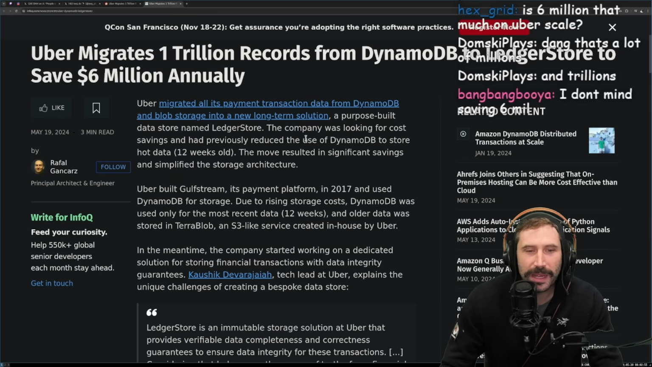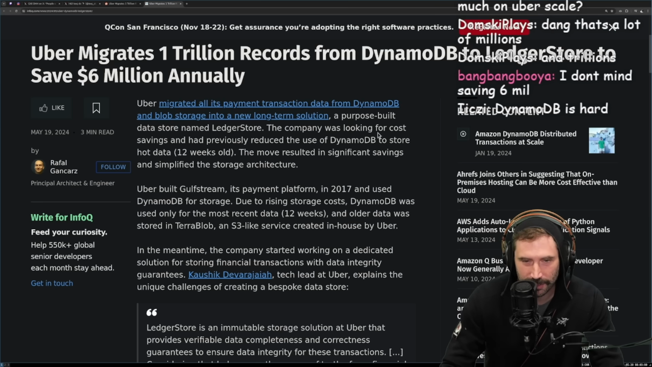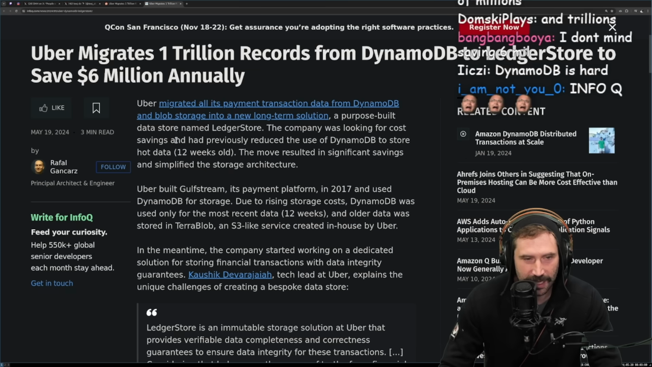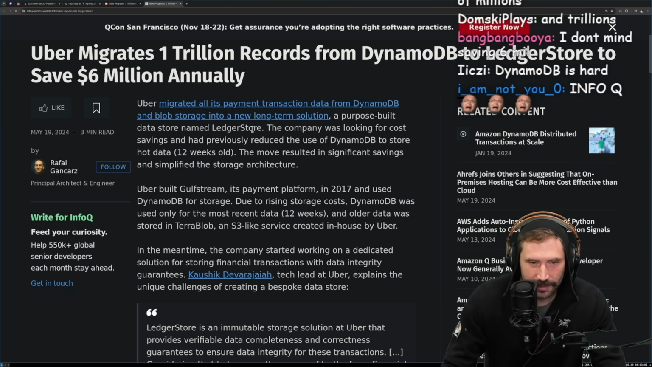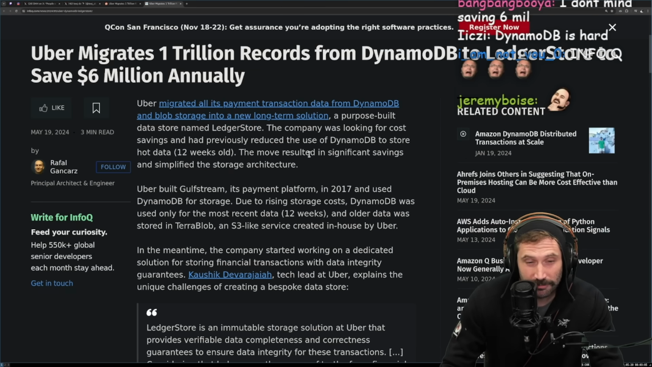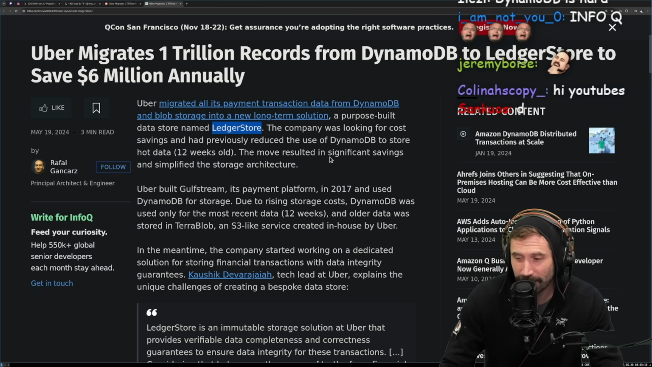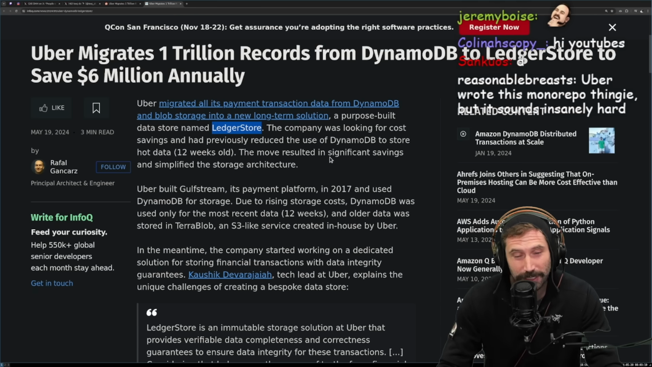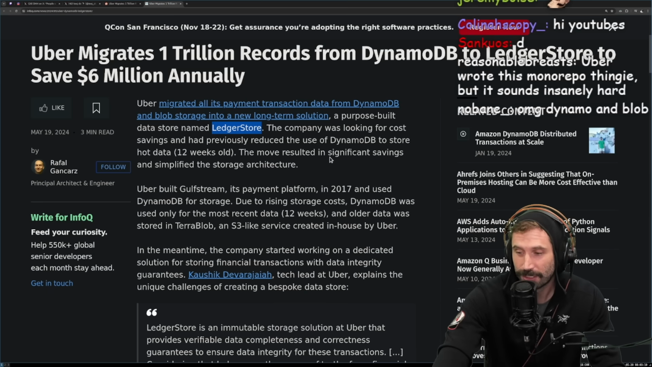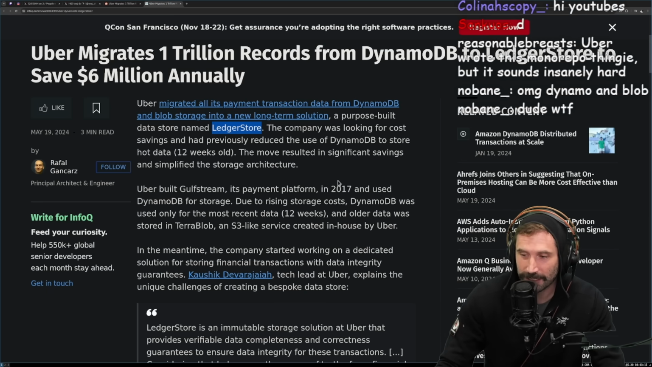Here we go. Now, Uber migrated all of its payment transaction data from DynamoDB and Blob Storage into a new long-term solution, a purpose-built data store named Ledger Store. Honestly, this sounds like crypto, Ledger Store, and it's not Tiger Beetle, so already feeling like I don't trust this at all. You know what I mean? Oh my gosh, Dynamo and Blob. I know Uber wrote this mono thingy, but it sounds insanely hard.